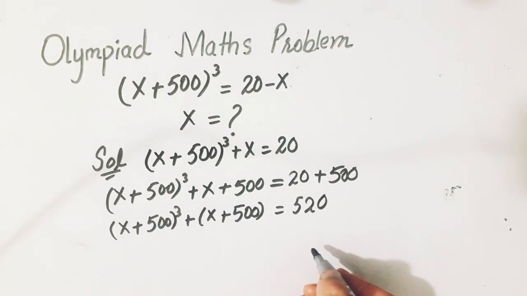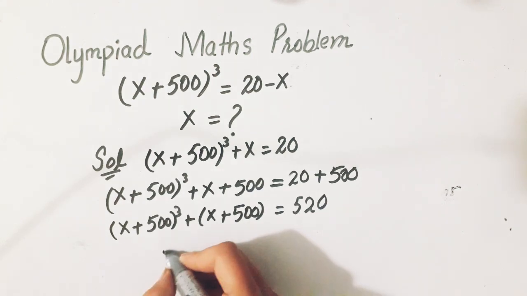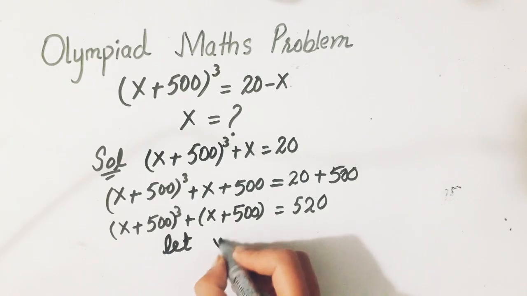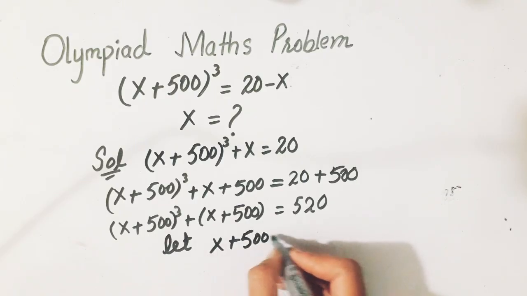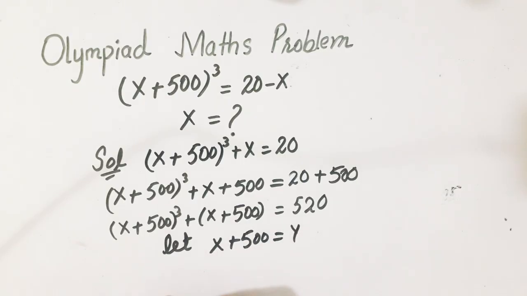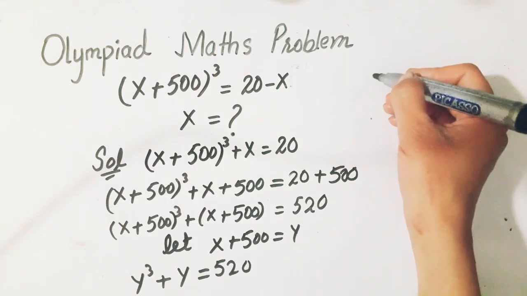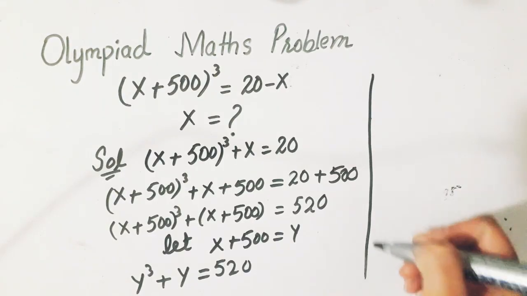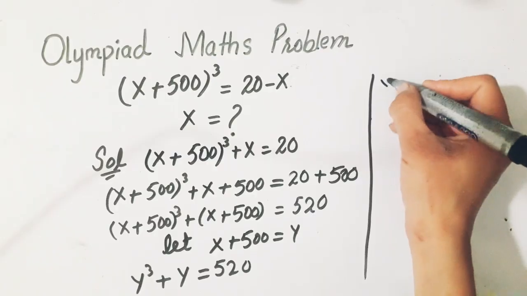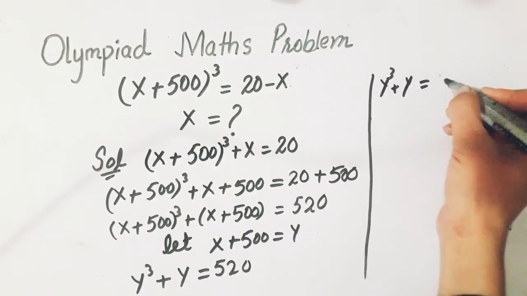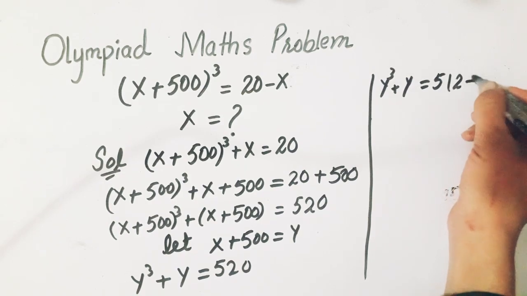Now let's make a supposition: let x + 500 equal y. So what will we get? y^3 + y = 520. Now we will solve this. We write y^3 plus y, and 520 can be written as 512 plus 8.